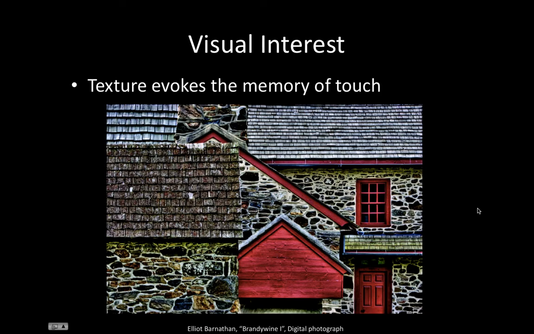All right, I'm going to talk to you about texture and different types of texture. Texture invokes the memory of touch, which just means when you look at an image that has a lot of texture on it, either actual texture or applied texture, you can imagine what it feels like. You really know what it feels like. You've touched something similar and you have that feeling of it.